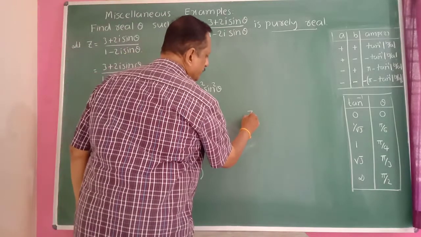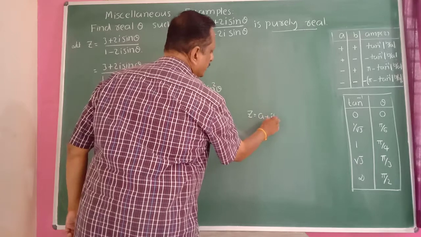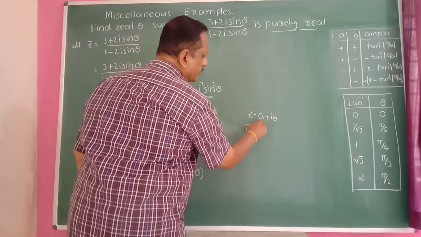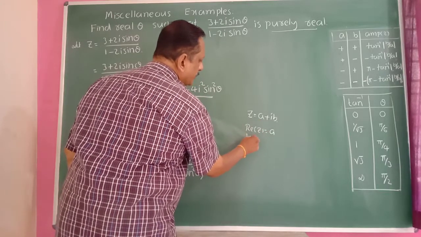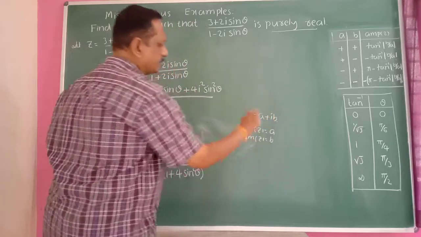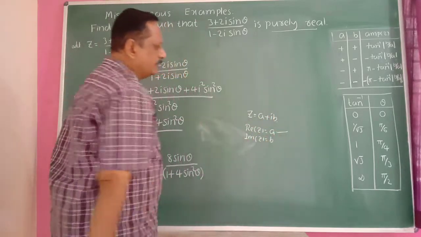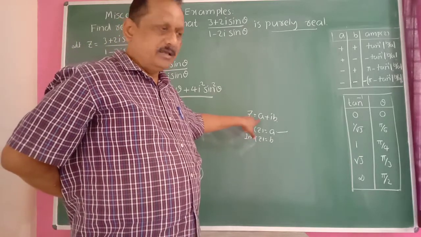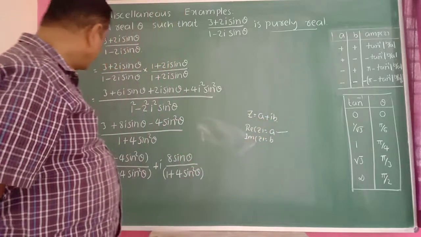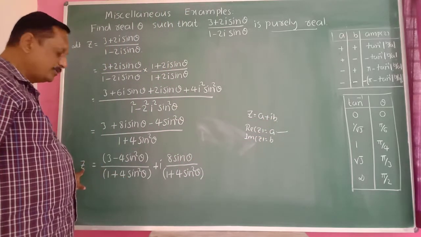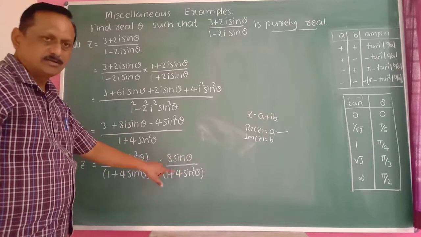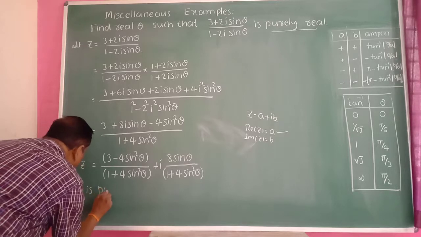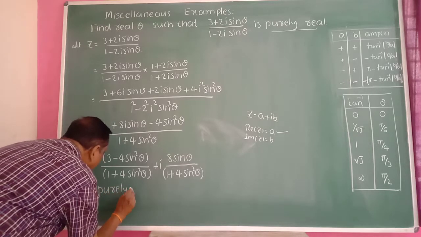Let us observe here. Suppose z equal to a plus i into b is a complex number. Then the real part of z is a and the imaginary part of z is equal to b. Here we want a real part of z. Then it remains only a when b becomes 0. Therefore, z is purely real if this becomes 0. Okay. Therefore, z is purely real.